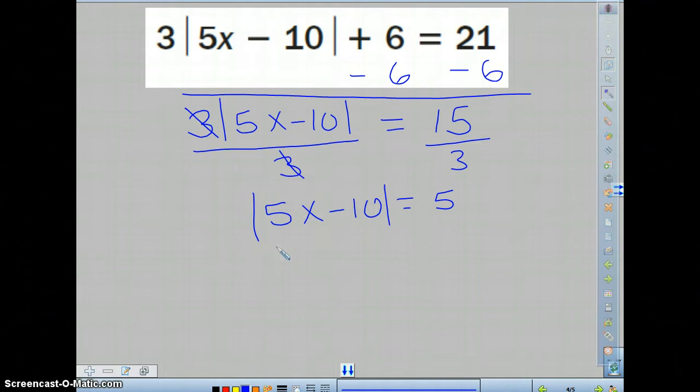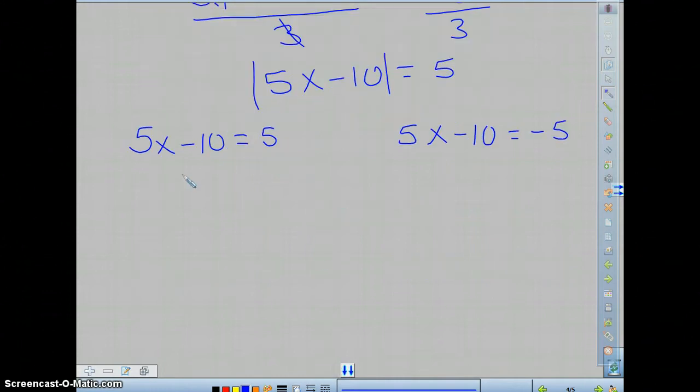So now we have this, and we can make our 2 problems. We're going to have our 5x minus 10 equals 5, and our 5x minus 10 equals -5. All right, so we've got that. We're going to add 10, add 10.